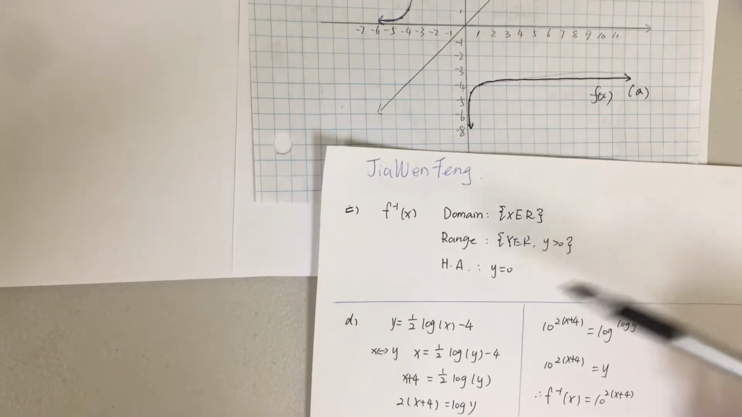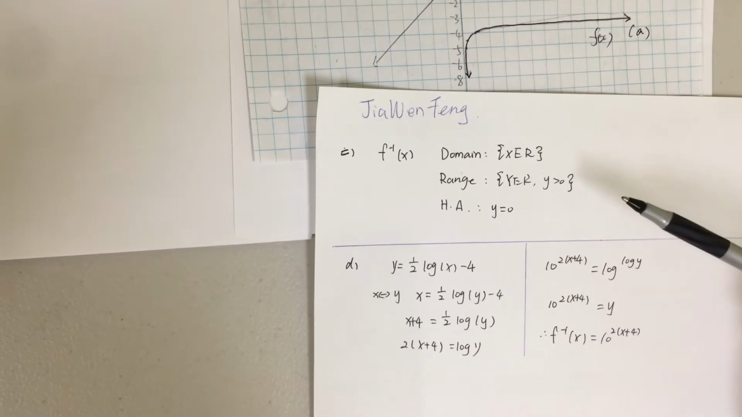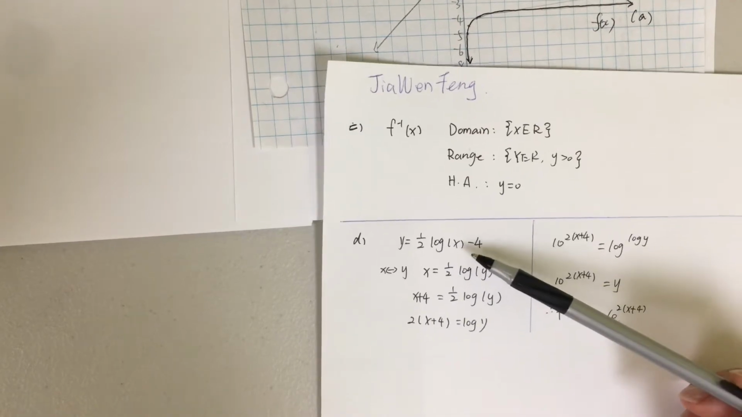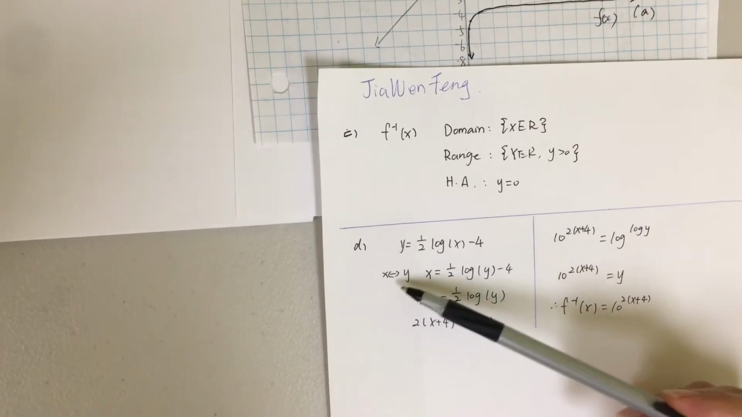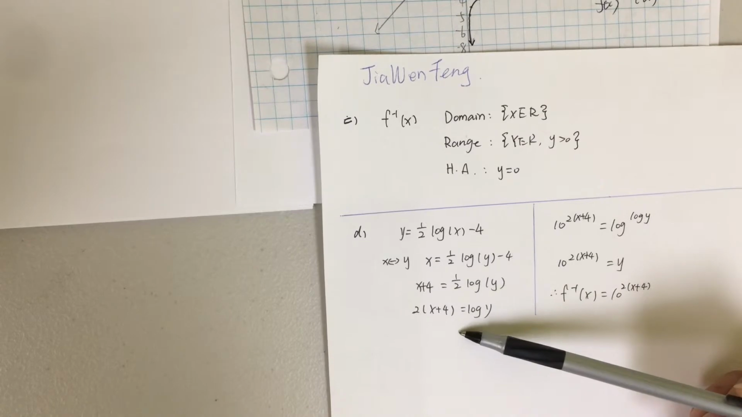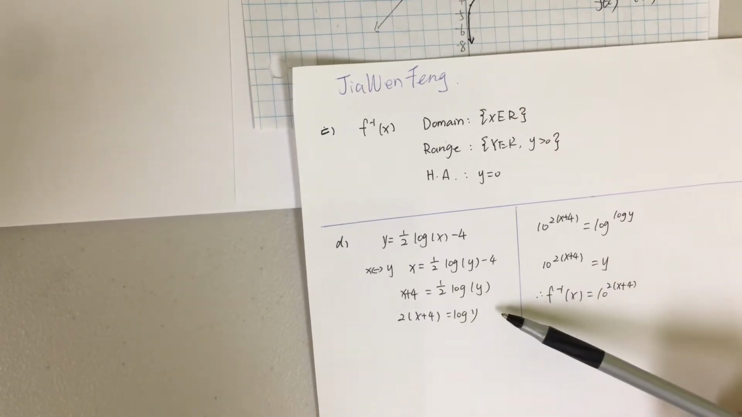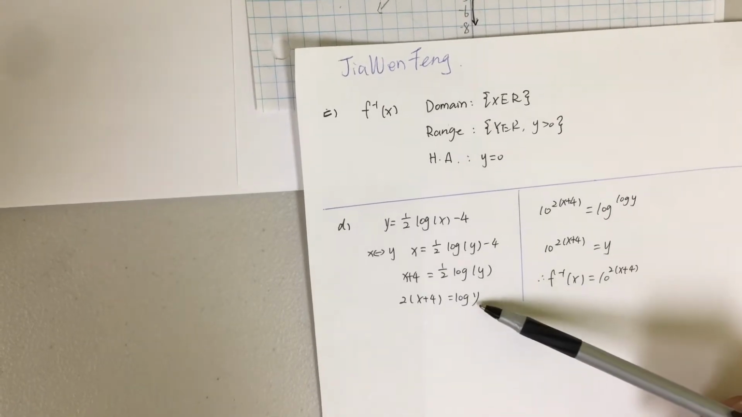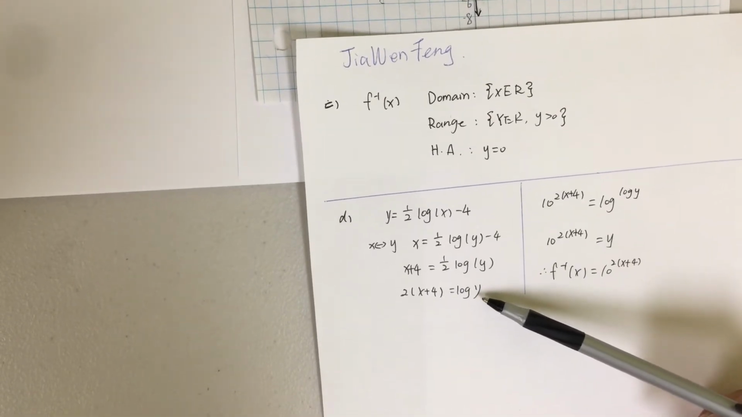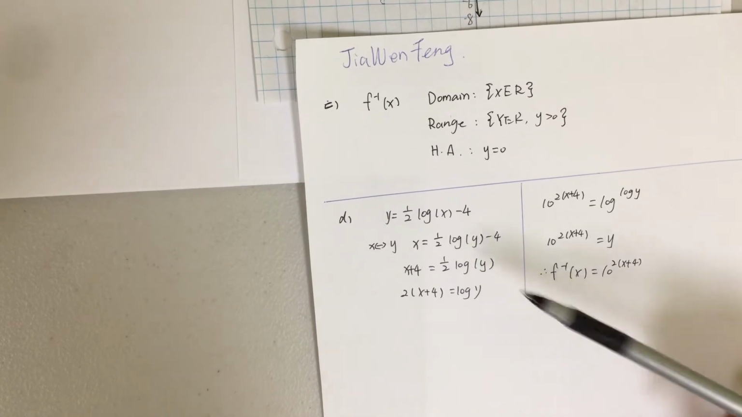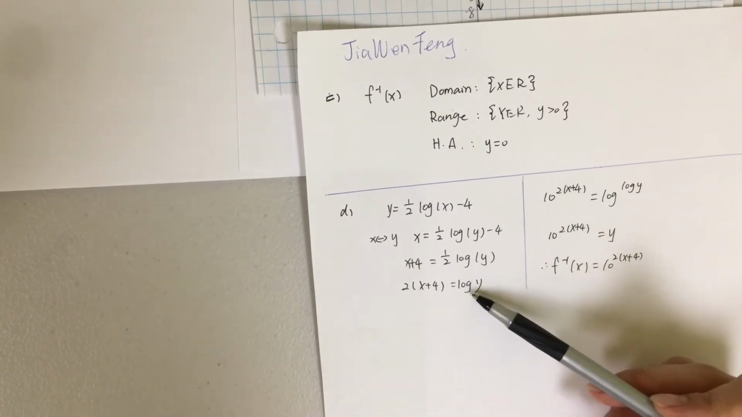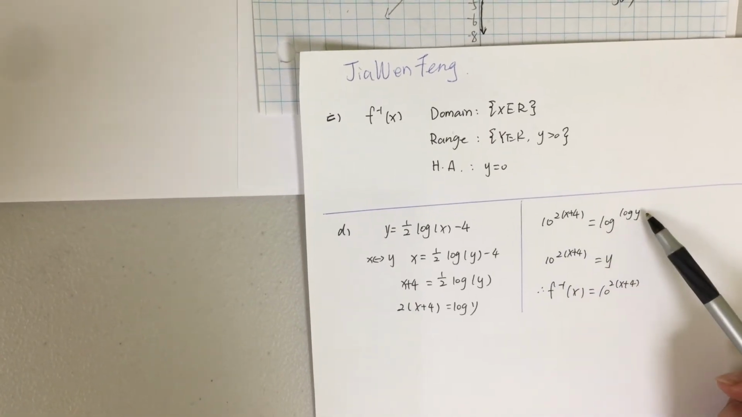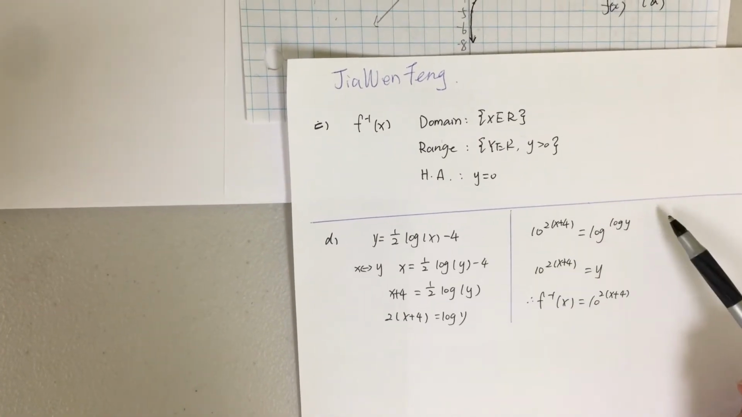For part D, they ask to algebraically find the inverse function. First, I rewrite the given log function. For the inverse, I switch x and y, then rearrange to get the log of y on the right side and everything else on the left side. We know that in order to get y, log and exponential functions are inverses of each other with the same base. By default, the log base is 10. So we just take 10 to the power of each side to convert it to an exponential function.